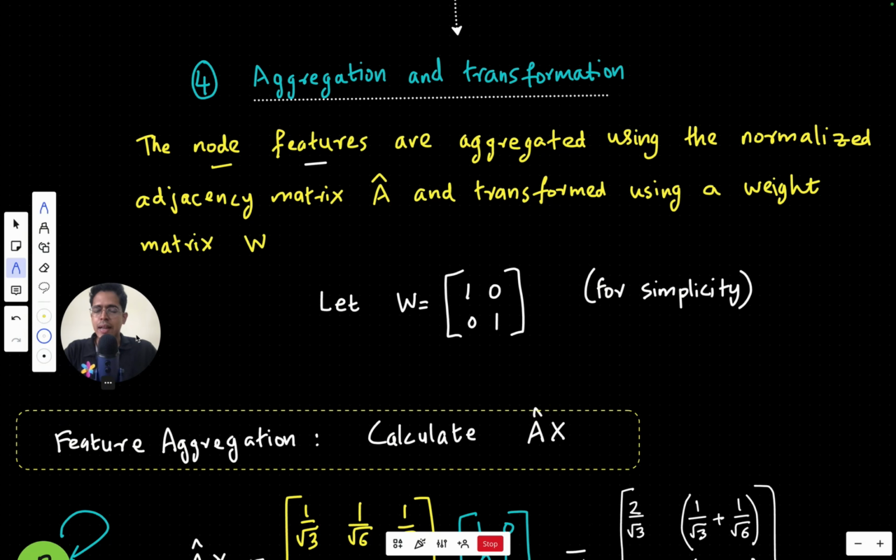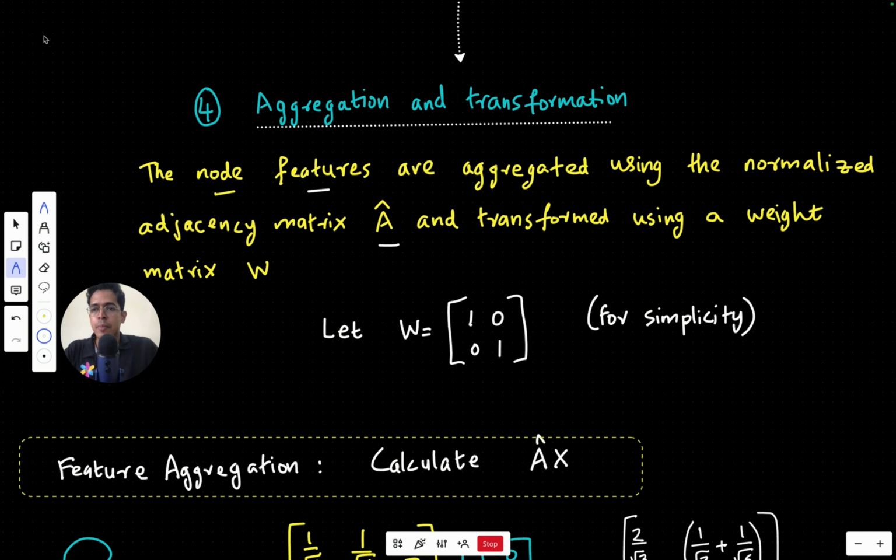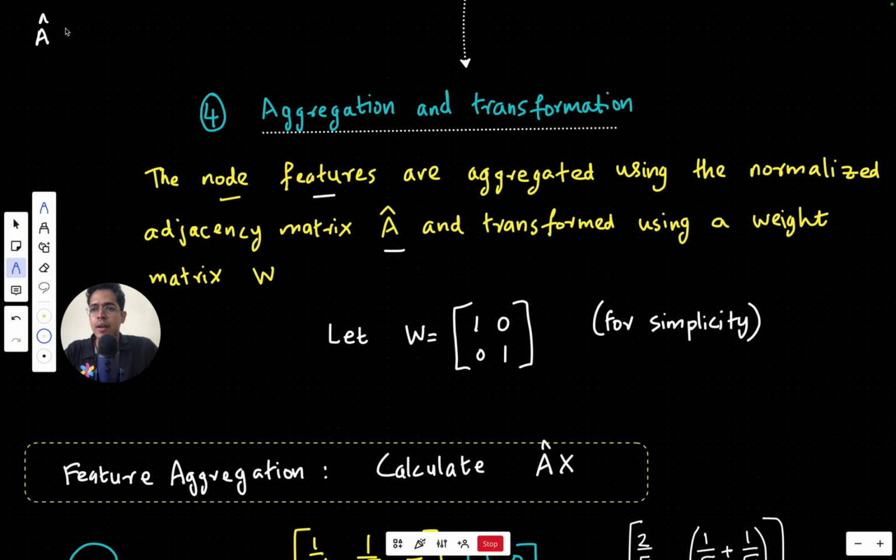So now features are aggregated using the normalized adjacency matrix A cap. So if you remember, I'll just write here, A cap is equal to, we saw before, D raised to minus 1 by 2 times A tilde times D raised to minus 1 by 2. And what was A tilde? This was nothing but A plus I. And here A is the adjacency matrix and D is the degree matrix.